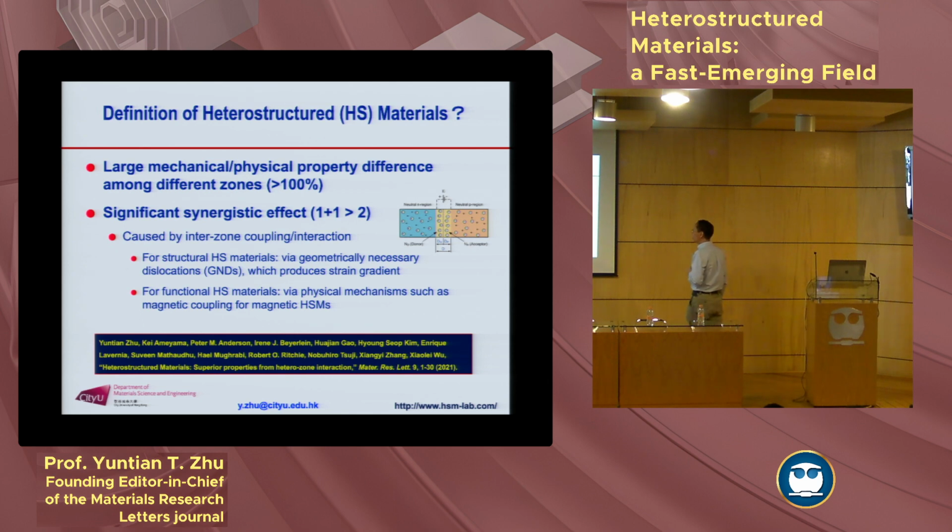And so where is the actual good property from? It's caused by interzone coupling interaction, or you can call that interzone interactive coupling. Basically, you have two zones with very different property. You put them together, they have to affect each other. Across the zone boundary, there's an interaction. It's that interaction which gives you the actual property, what you cannot get with a uniform structure.